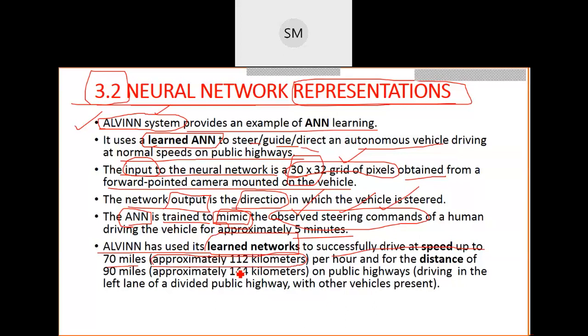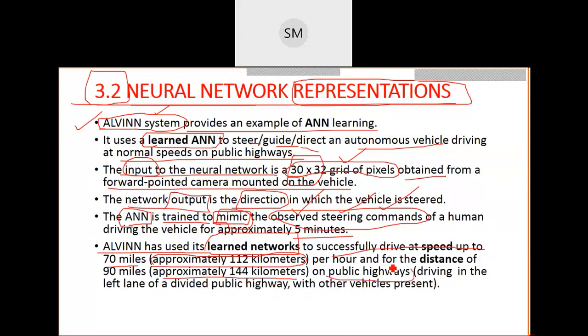That is 100 kilometers per hour. And of course, how much distance has it traveled? It has traveled around 144 kilometers. 144 kilometers means that the ALVINN system has driven this car for almost 1 hour 15 minutes, because in 1 hour it can cover 112 kilometers, but it has traveled 144 kilometers. It means it has driven the car for more than 1 hour, maybe 1 hour 15 minutes or 1 hour 20 minutes.